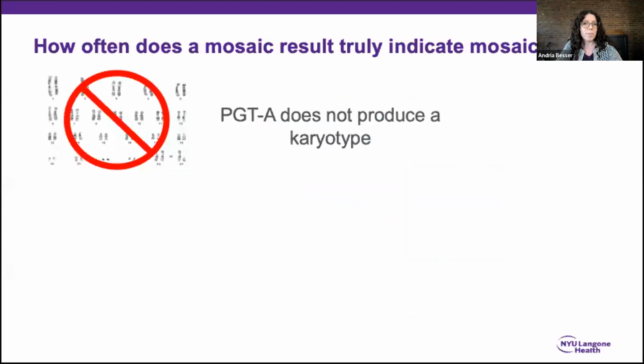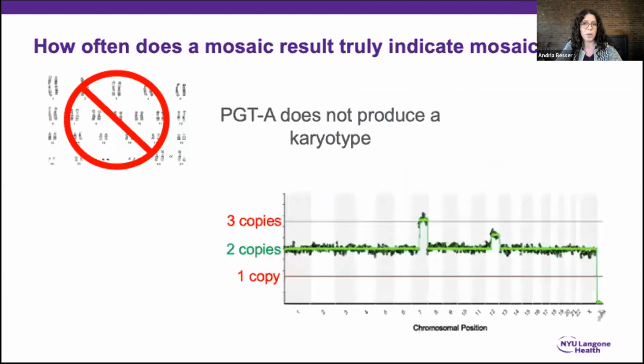We're also not karyotyping these samples. They're being assessed for copy number through NGS. So here we have the profile of an embryo biopsy. The x-axis of the plot shows all the chromosome numbers, 1 through 22, X and Y. And then the y-axis is showing copy number, with the bottom line being 1 copy or monosomy, middle line is 2 copies or disomy, and top line is 3 copies or trisomy.